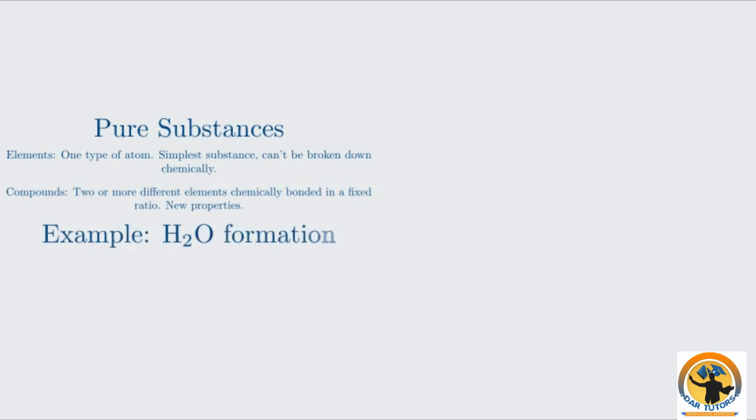A great example is the reaction of hydrogen and oxygen to form water. Hydrogen is a gas at room temperature and pressure. Oxygen is a gas, and both are highly flammable. But when they combine in a 2-to-1 ratio to form the compound water, we get a liquid that is essential for life and used to put out fires. The properties have completely changed.